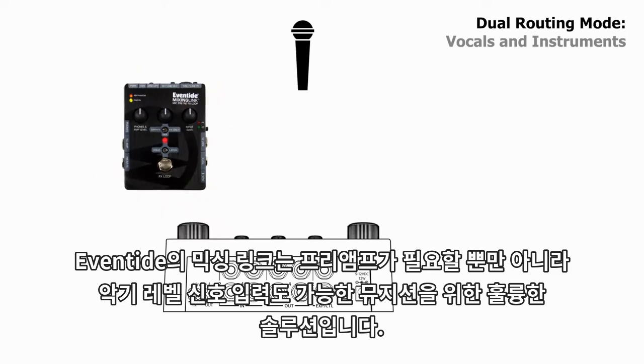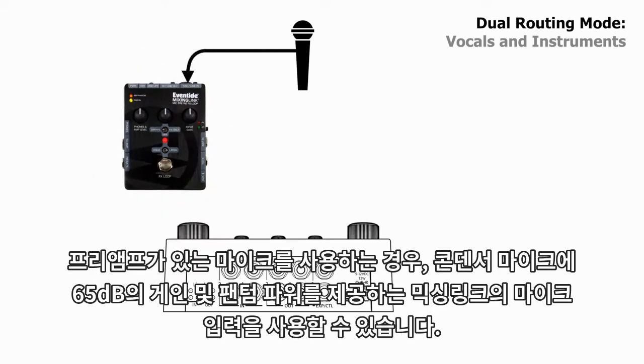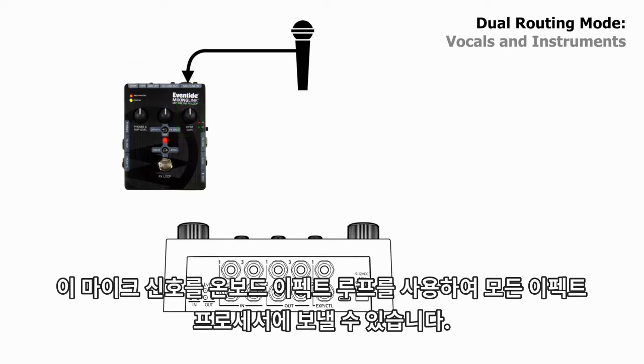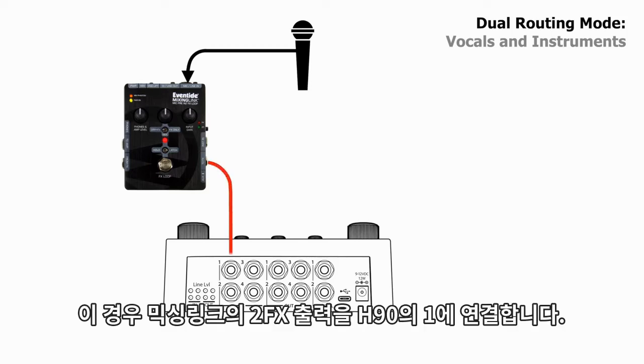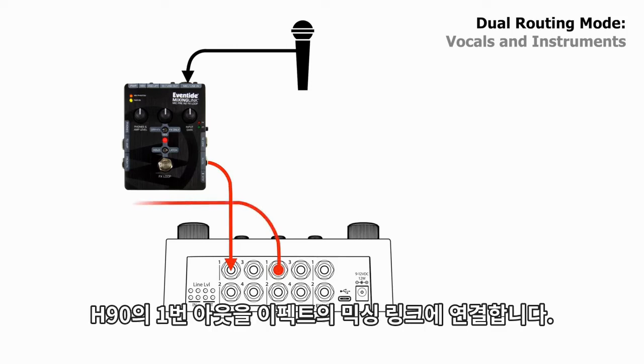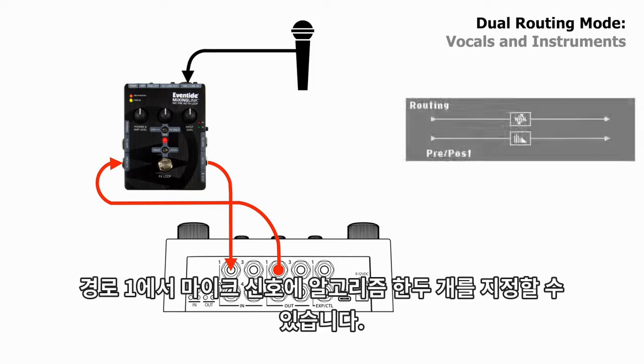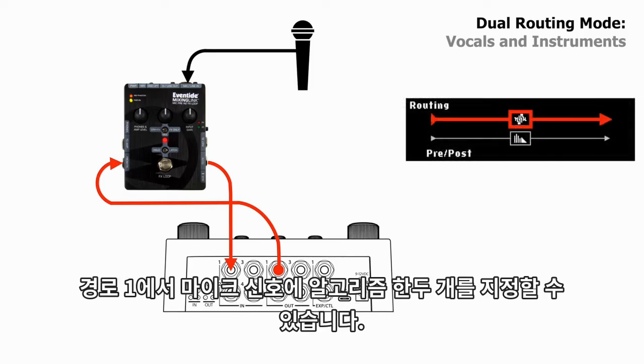In this example, I'll connect a mic to Mixing Link's mic input, which provides 65 dB of gain and phantom power for condenser microphones. We can send that mic signal to any effects processor using the onboard effects loop. In this case, connect Mixing Link's to effects output to H90's in 1. Connect H90's out 1 to Mixing Link's from effects. On path 1, we can dedicate an algorithm or two to the microphone signal.